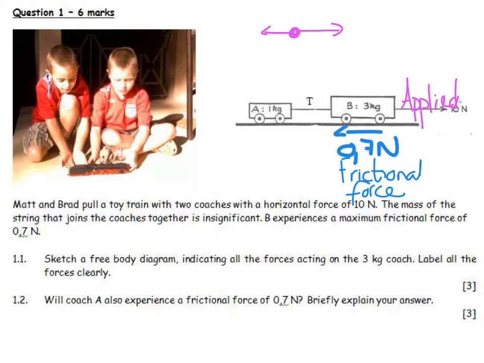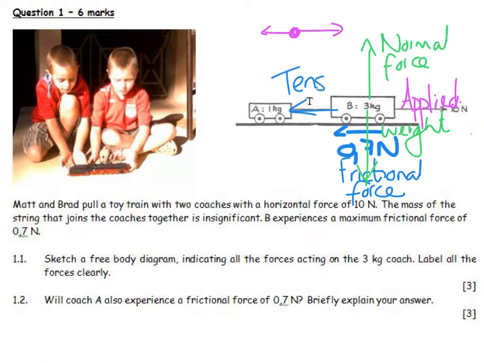Don't forget that there is definitely a weight or a gravitational force, which is exactly equal to the normal force. And then, of course, there is still the tension in the rope. So there are 2 backward forces that are exerted on this particular little trolley.